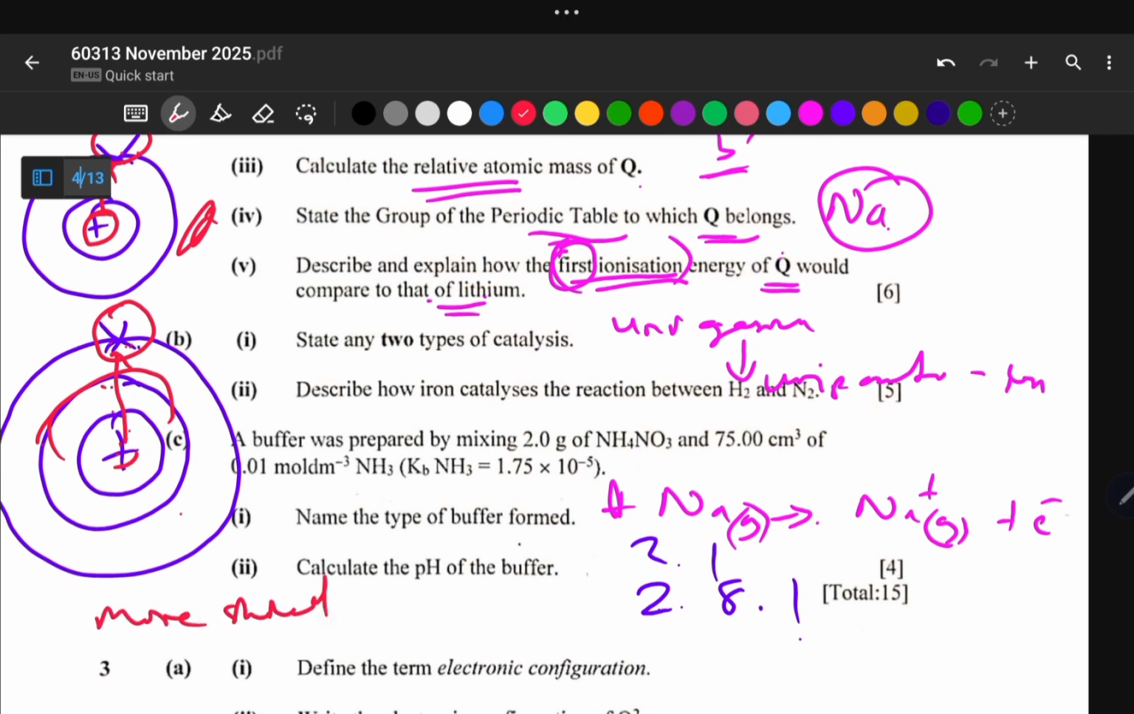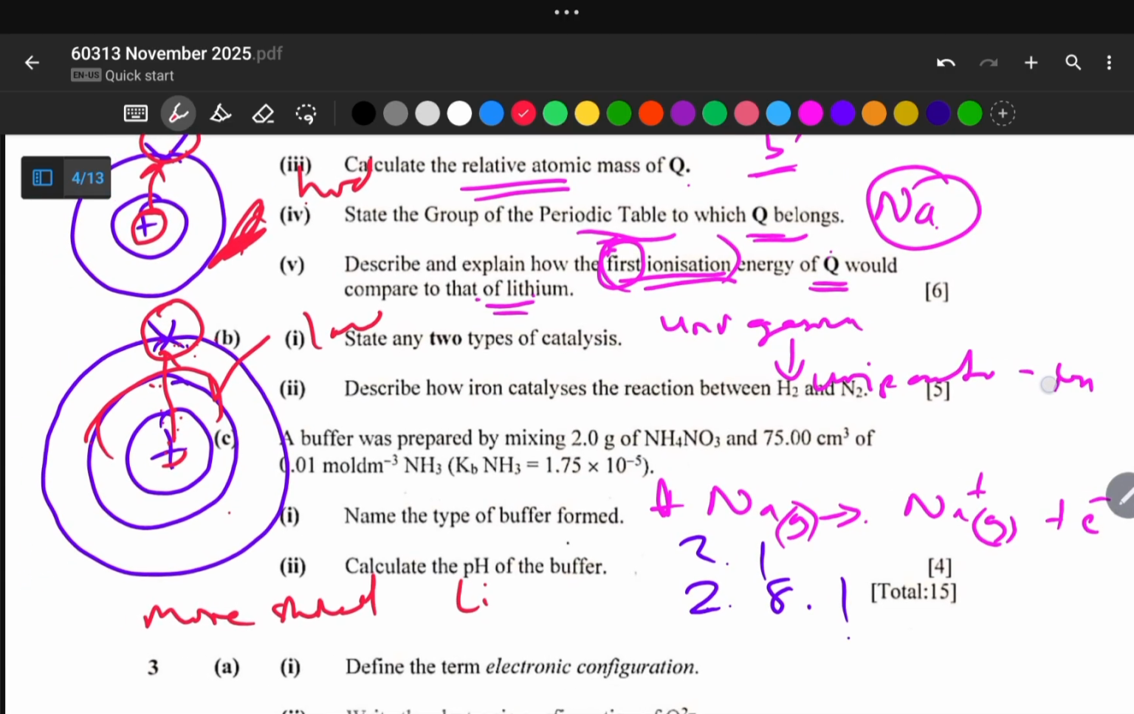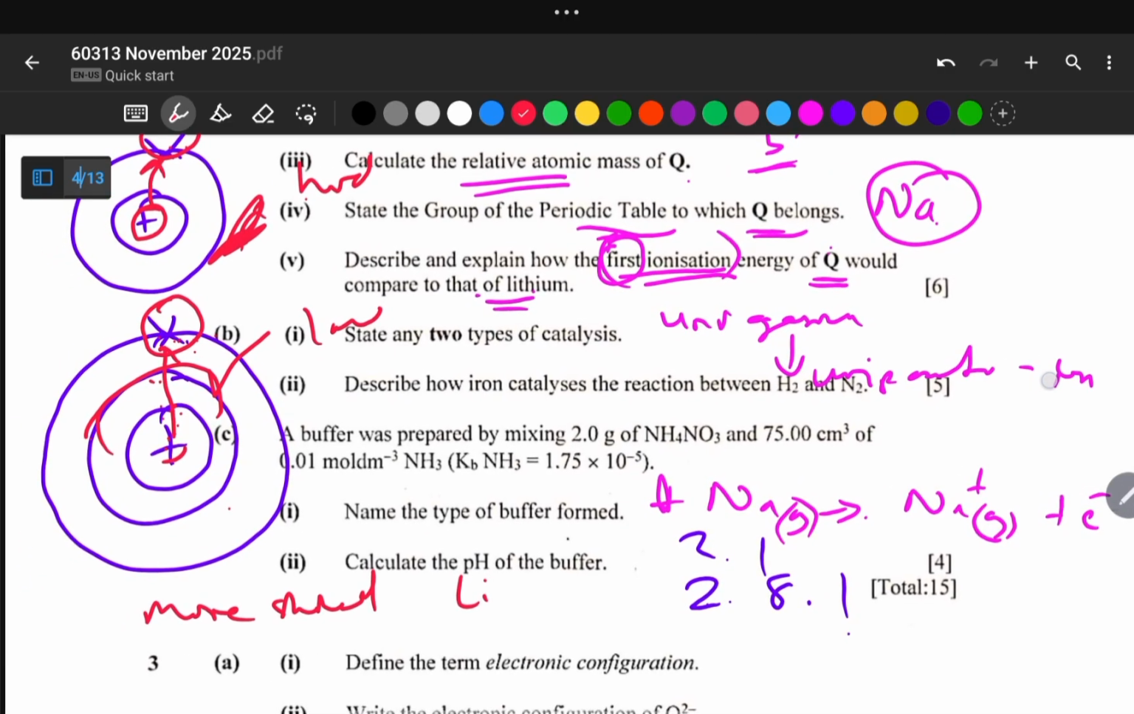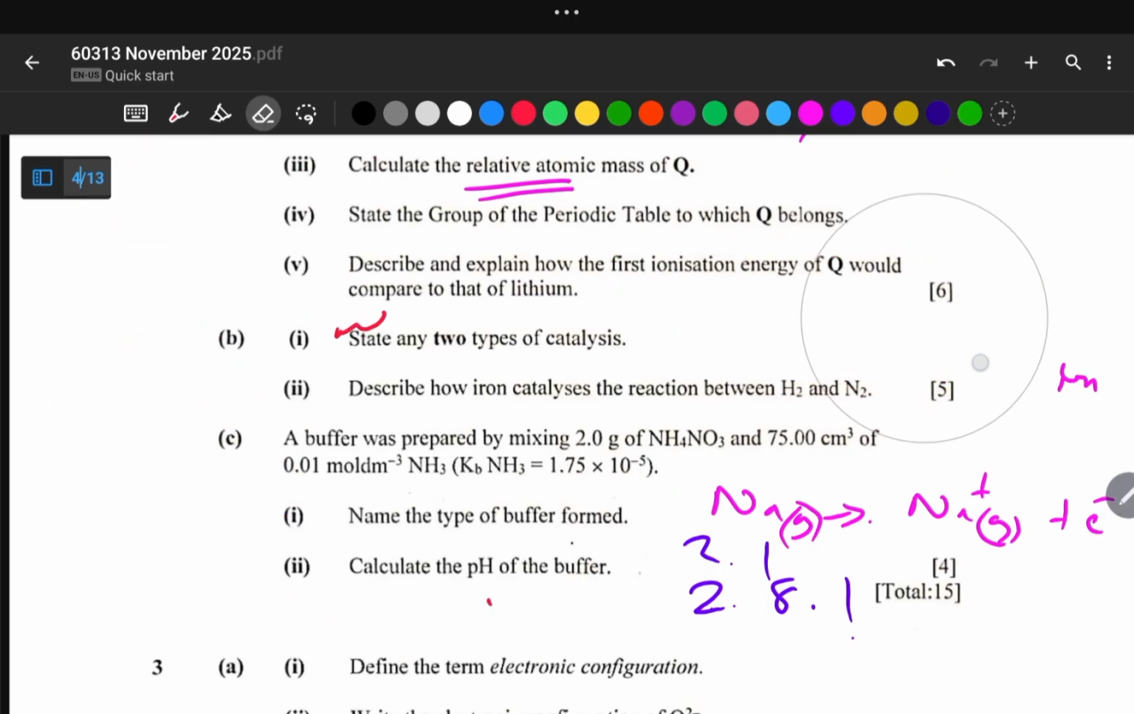So here we have more shielding compared to lithium, meaning the electron in this shell is less strongly held by the nuclear charge, and it is easier to lose compared to this one. So here we have low ionization energy, and here we have high ionization energy. Are we together? This is the simplest way to understand these trends in ionization energies. So sodium has a lower ionization energy compared to that of lithium, right? And then we are done, and now moving on to the next part.